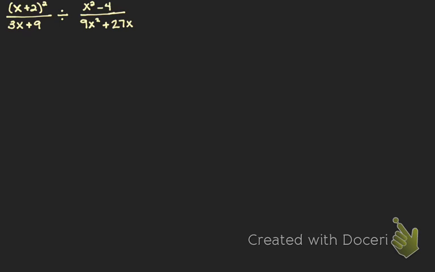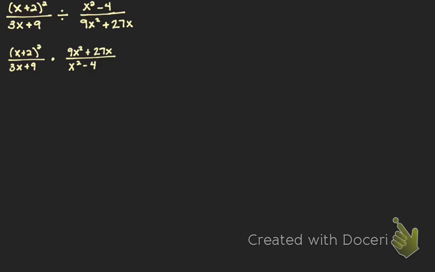So something we can remember is that to divide rationals, we can turn this into a multiplication problem by multiplying by the reciprocal. So we can rewrite this problem as the quantity x plus 2 squared over the quantity 3x plus 9, times the quantity 9x squared plus 27x over the quantity x squared minus 4.